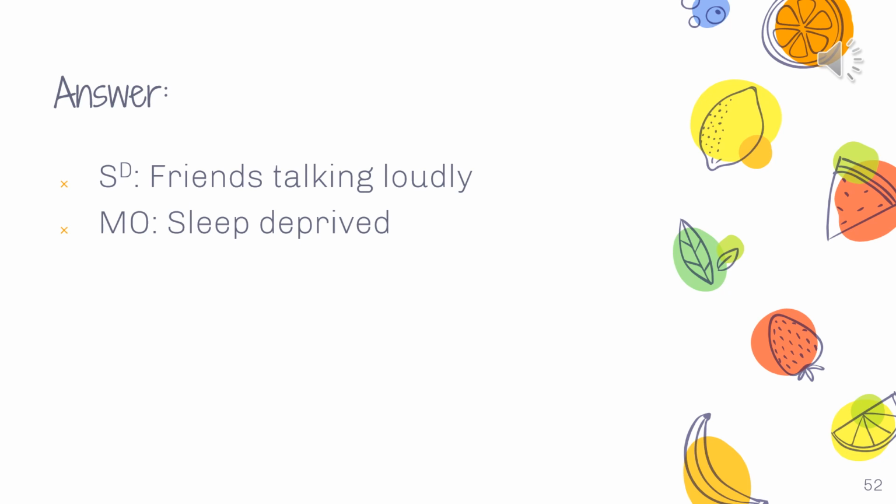The answer to the previous question is the SD, friends talking loudly, and the MO, sleep deprived. On your homework sheet, fill in this answer. I'll give you a few seconds to get that filled in.